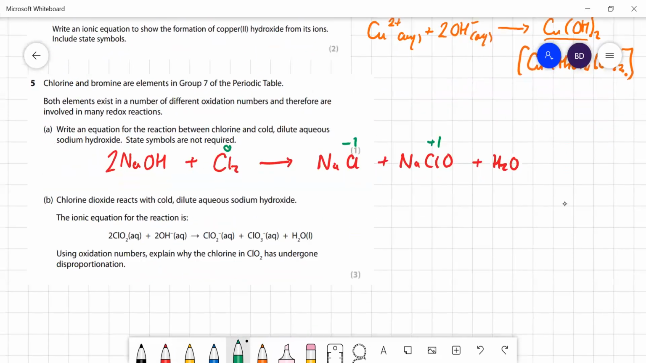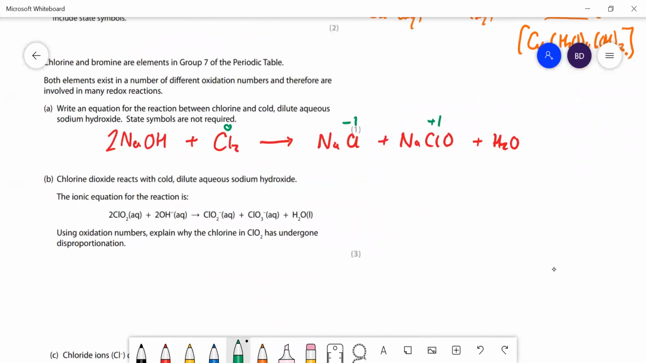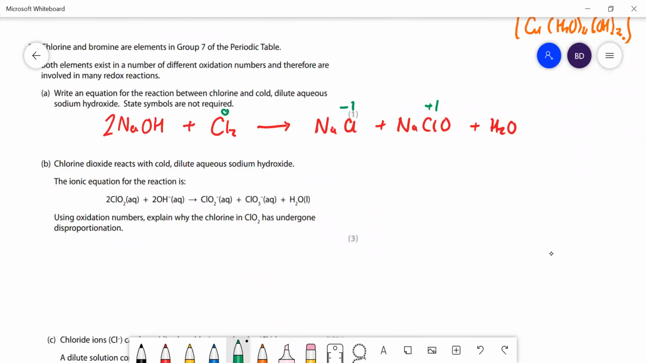Okay. This reaction you don't need to know about, you've got to work out what's going on. Chlorine dioxide reacts with cold dilute aqueous sodium hydroxide. Okay, the equation is that. Using oxidation numbers, explain why this has undergone disproportionation. Well, the oxidation number of chlorine in ClO2, well, oxygen is always -2, so it's got to be +4 there.